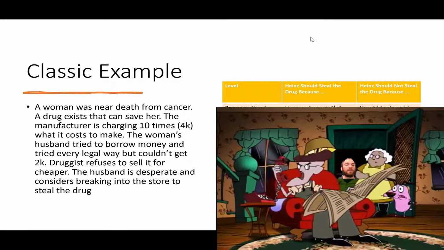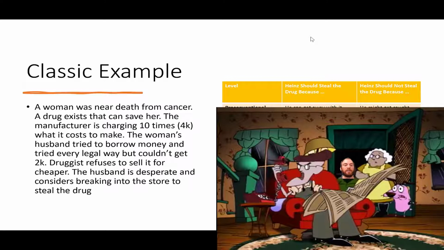And you can see at each different level, depending on whether the husband should steal the drug or should not steal the drug, there are different moral reasonings associated with the level of moral development as defined by Kohlberg's stages. So pre-conventional morality is dealing with immediate consequences and being told what you can and cannot do. So it's very immediate: positives and negatives, consequences, and rewards. In this case, he should steal it because he can get away with it. He shouldn't steal it because he might get caught.